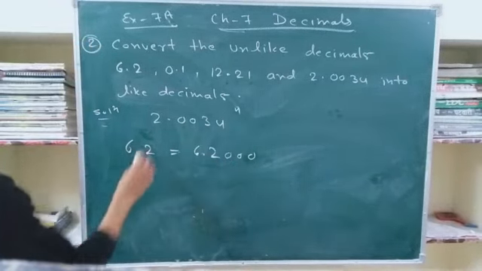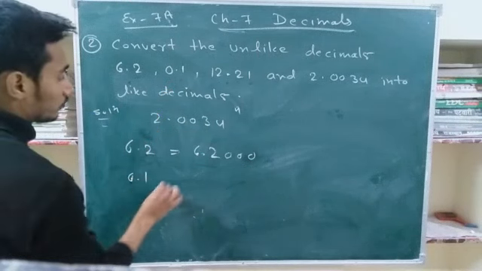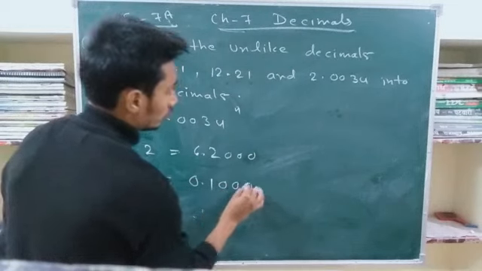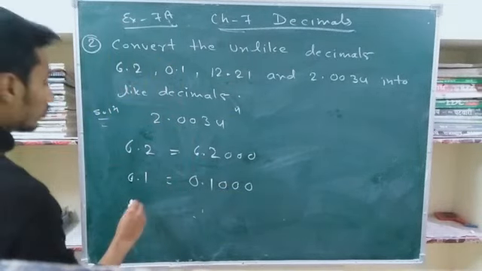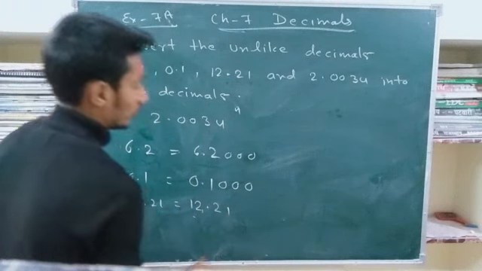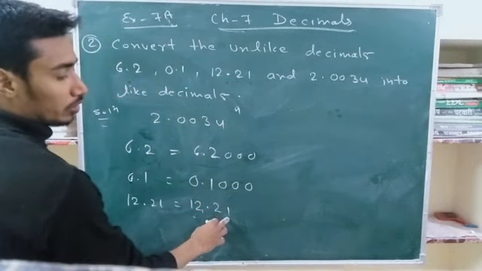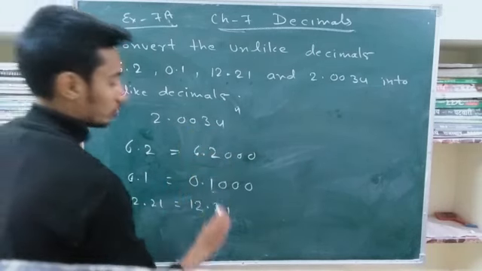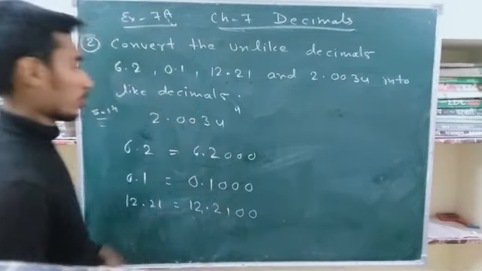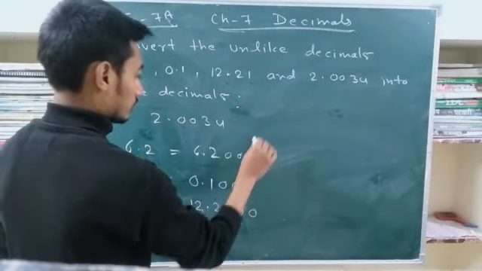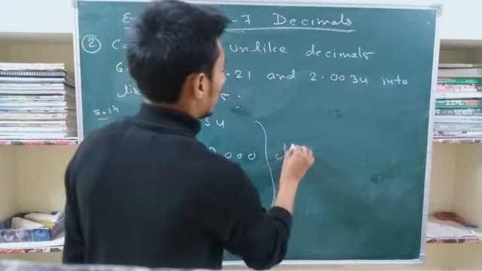Now next is 0.1. So write 0.1 and put here 1, 2, 3 zeros. Same case here: 12.21, write 12.21. Now here two numbers are given already. We want four numbers, 1, 2, 3, 4. So here we add 1, 2 zeros. So these are all like decimals now.